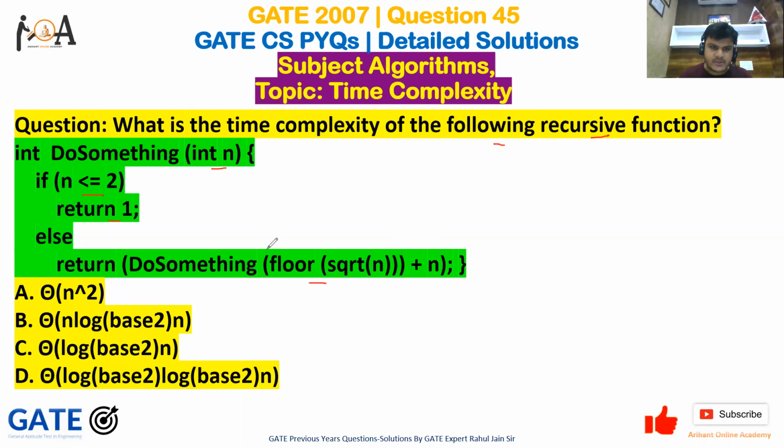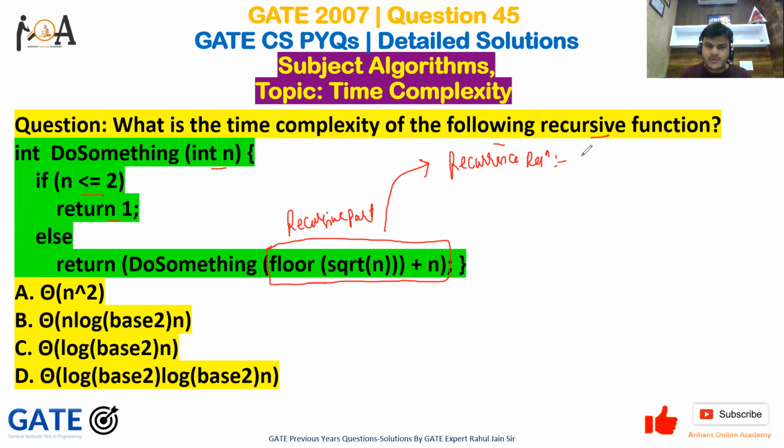Basically, if you observe this function, this is the recursive part of the function. From this recursive part, we can generate the recurrence relation. The corresponding recurrence relation for this would be T(n) = T(square root n) plus 1. I can take it as a constant, because we are finding time complexity. For any recursive function call, the function call takes constant time, so I am taking it as c. So it is a recurrence relation.